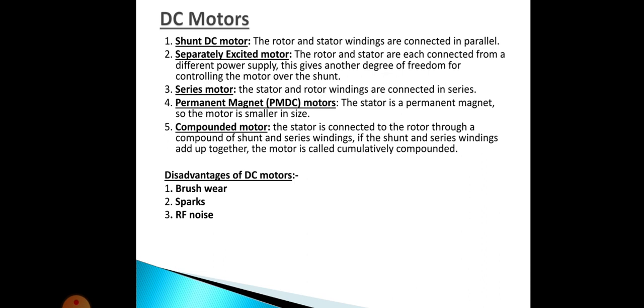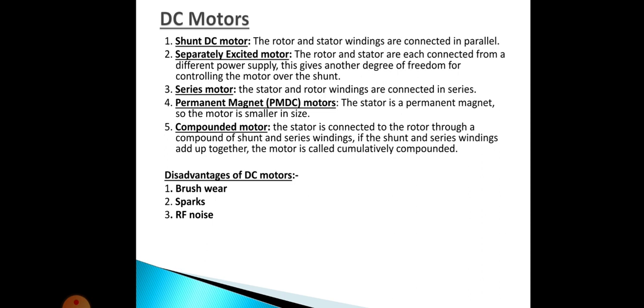So what are the disadvantages of DC motors? There is brush wear: since they need brushes, there will be friction, so wear and tear will be there. Next, sparks. Due to this friction there can be sparks, which can ignite explosive material. The next one, RF noise. Due to the brushes, that is the friction, there will be interference with nearby TV sets or electronic devices.